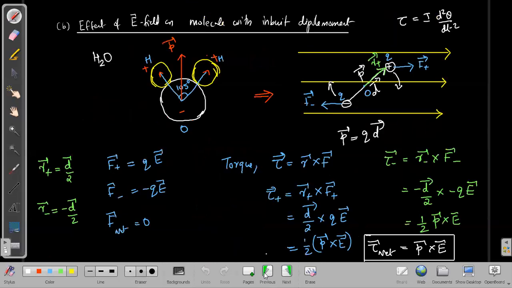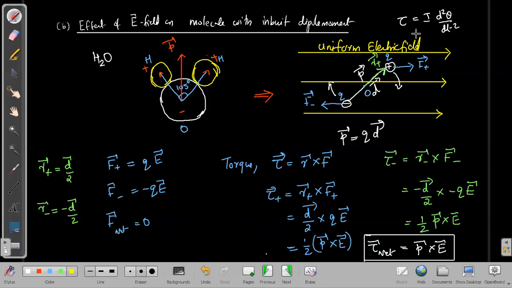So today, what we have discussed is the effect of electric field on a molecule with inbuilt dipole moment. First we considered a uniform electric field, that means the strength of the electric field is the same at every point. In a uniform electric field, the net force acting on the molecule becomes zero, but it will experience a torque, and due to the torque, the molecule will experience an angular acceleration and start rotating.